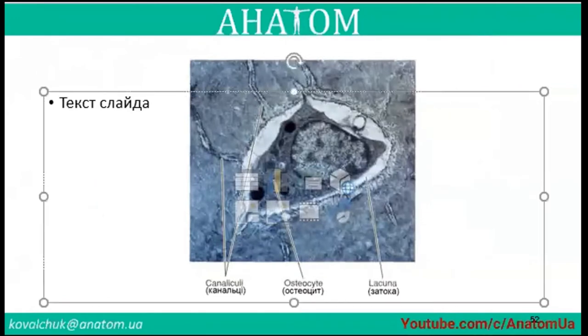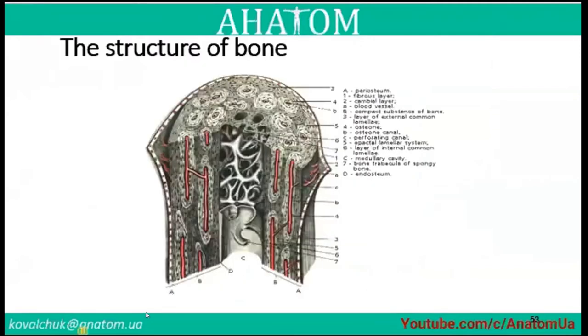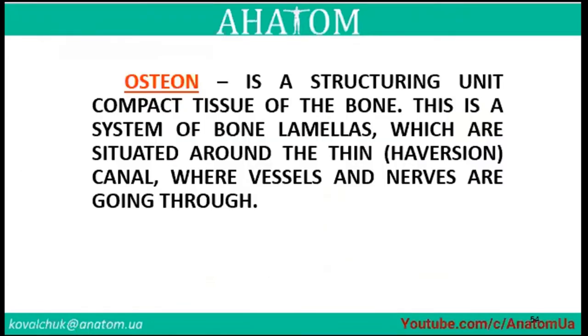For example, here is presented an osteocyte located in a special lacuna with canaliculi. Through these canaliculi moves a special liquid for the trophic support of the cells. The structure of the bone in a different part.